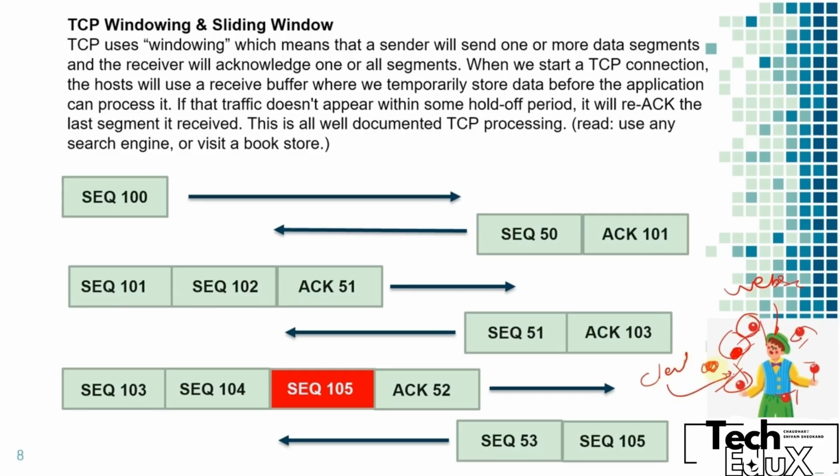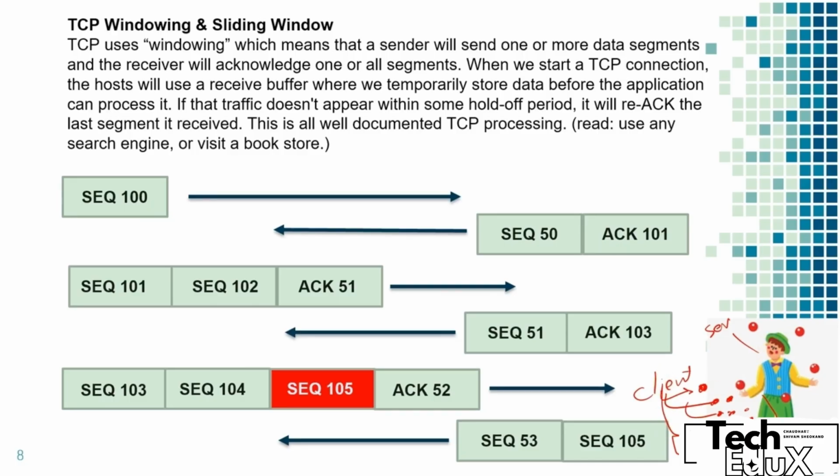So basically, for example, if it sends the packet with sequence number 101 and 101 is lost, it is going to send back the acknowledgement number 101 saying that I haven't received sequence number 101. Kindly send me 101 back. I hope you get the idea. So let's head over to the next slide, which is talking about TCP windowing and the sliding window.